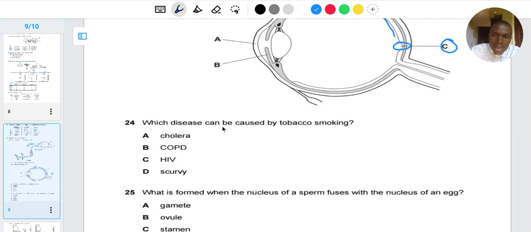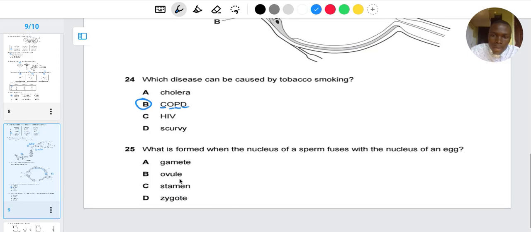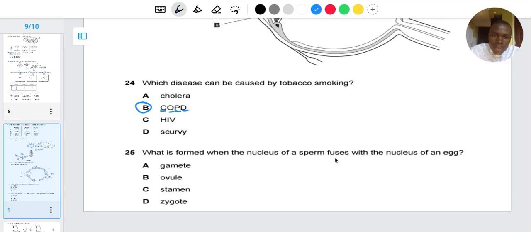So which disease can be caused by tobacco smoking? Tobacco smoking causes chronic obstructive pulmonary diseases, like asthma, bronchitis, all those things. So meaning to say the answer is just going to be chronic obstructive pulmonary diseases, not cholera, not HIV, not scurvy. Then this one is saying, what is formed when the nucleus of a sperm fuses with the nucleus of an egg? So what is formed is going to be the zygote.